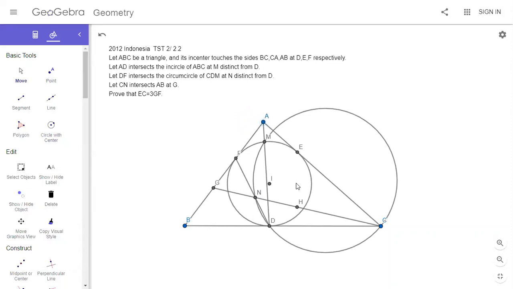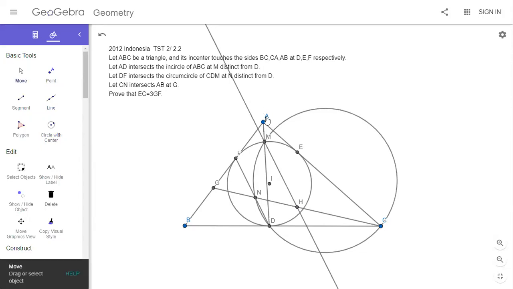Let's see. Yeah, maybe we could show. And AH looks parallel to FN. I don't know why. AH looks parallel to FN. Or MH, maybe. Or yeah, maybe MH. MH is a better option. Yeah, MH does look parallel to FN. Let's see.